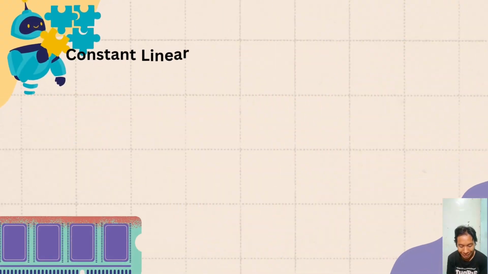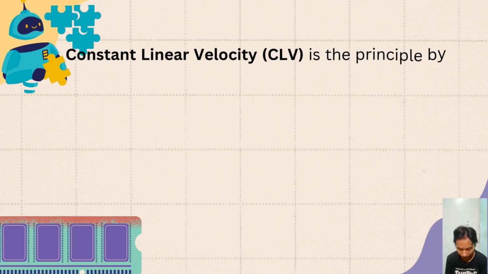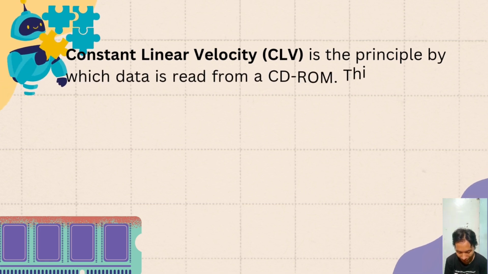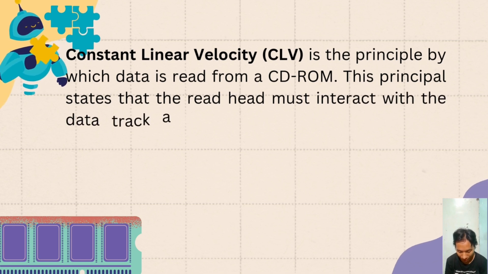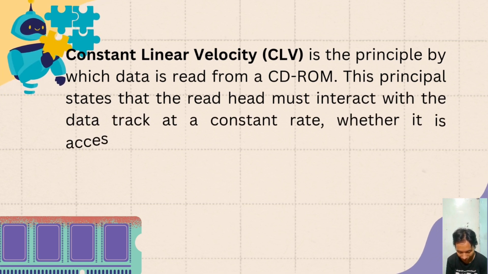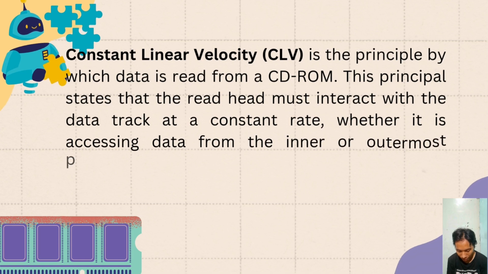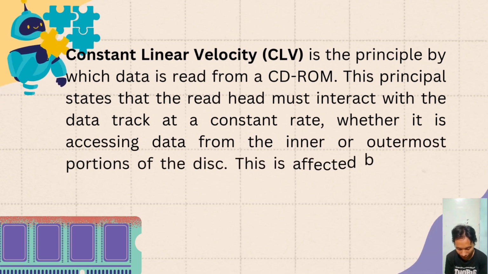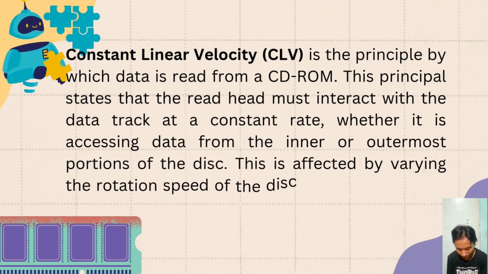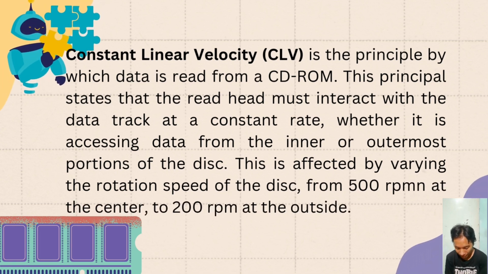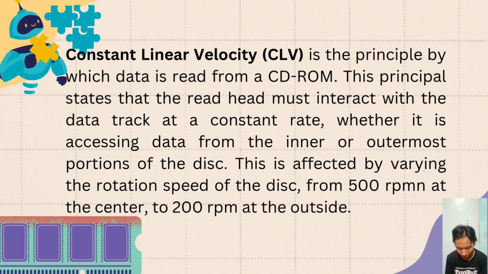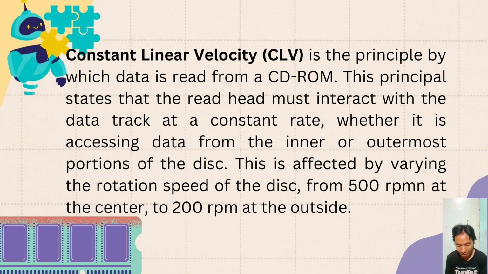Next is constant linear velocity or CLV. It is the principle by which data is read from the CD-ROM. This principle states that the read head must interact with the data track at a constant rate, whether it is accessing data from the inner or outermost portion of the disk. This is achieved by varying the rotational speed of the disk from 500 RPM at the center to 200 RPM at the outside.